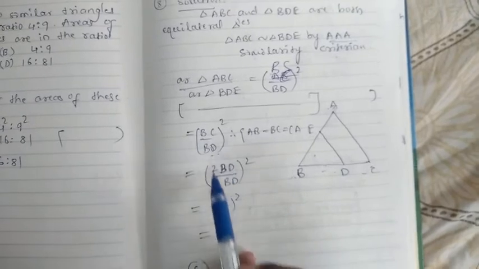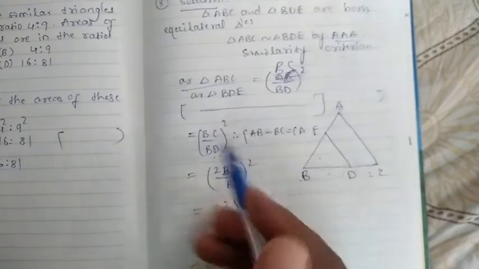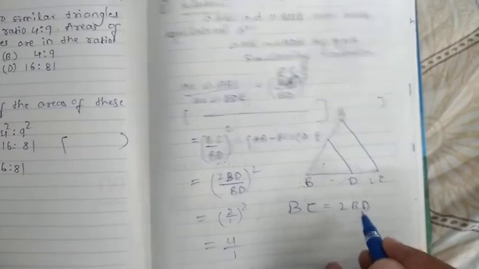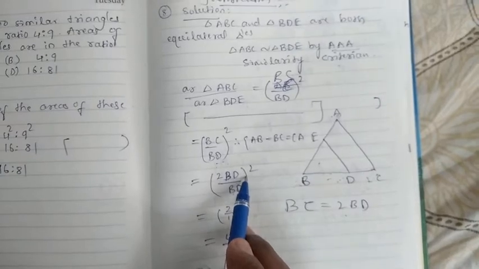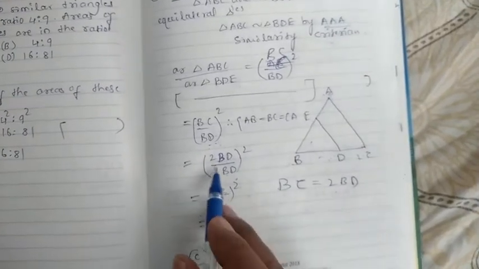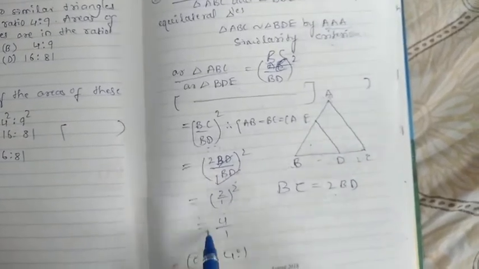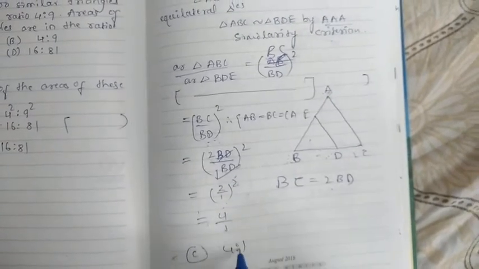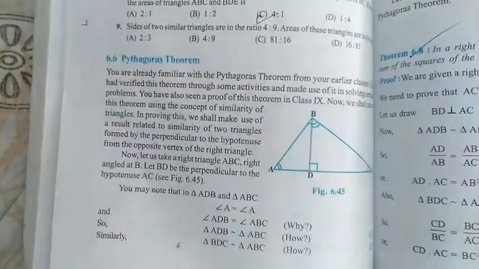So we can write 2 times BD divided by BD. BC is equal to 2 times BD, so (2 times BD divided by BD) whole square is equal to 2 by 1. Now BD gets cancelled. 2 divided by 1 whole square is 2 square, that is 4 divided by 1. So what is the ratio here? 4:1. So what is the correct option? Yes, C is the correct option.